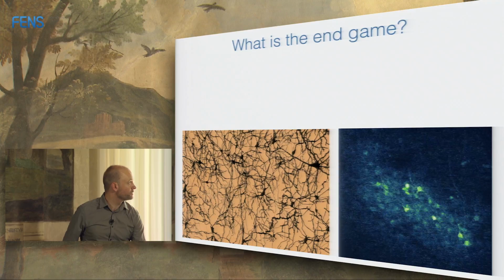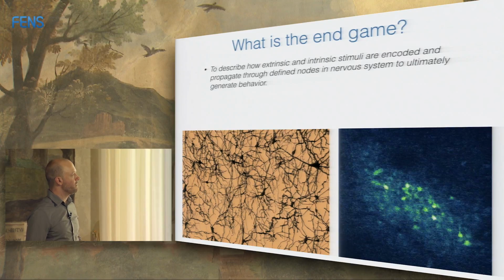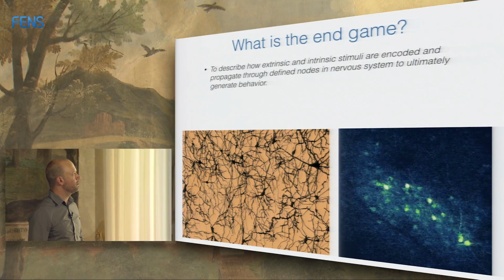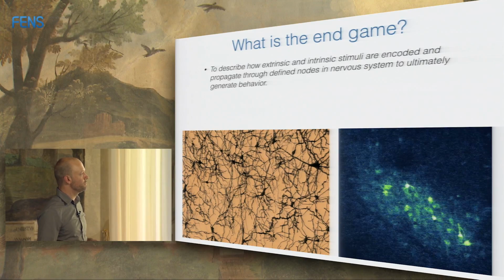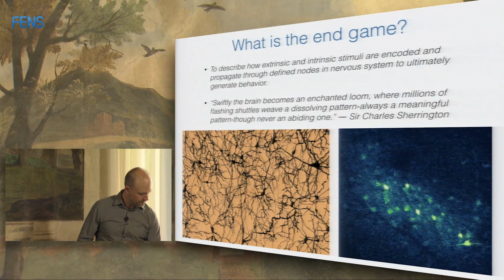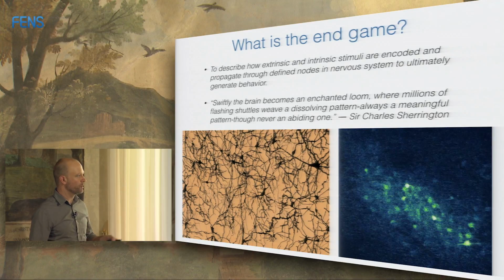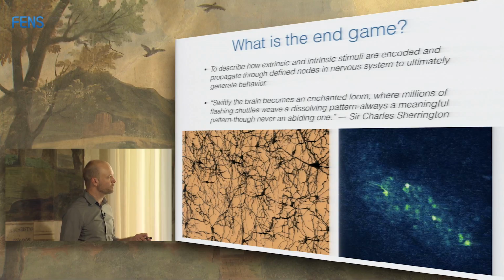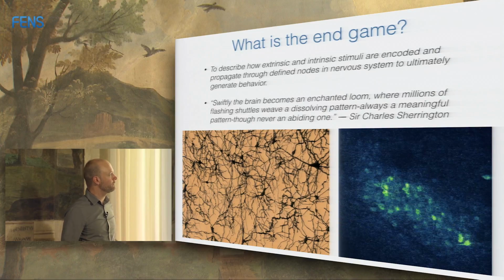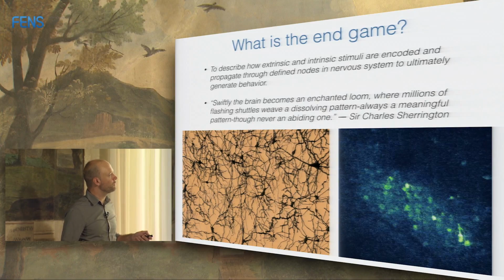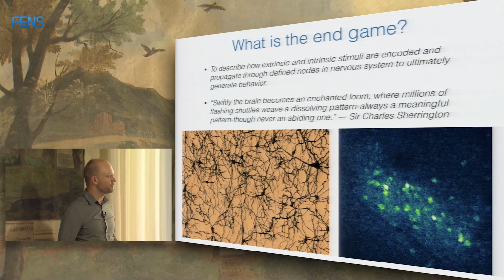And this is how I've operationally defined it: the goal is to describe how intrinsic and extrinsic stimuli are encoded and propagate through the entire network of the nervous system, or through defined nodes within the nervous system, to ultimately generate behavior. And even this idea is not new. Very similar things were put forward long ago, and this quote was from Charles Sherrington, saying, "Swiftly the brain becomes an enchanted loom where millions of flashing shuttles weave a dissolving pattern, always a meaningful pattern, though never an abiding one."